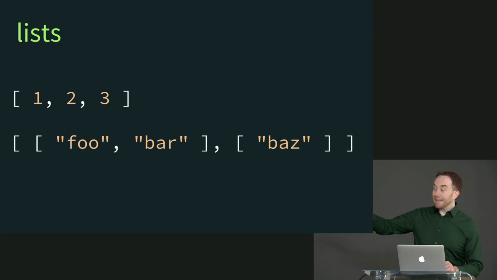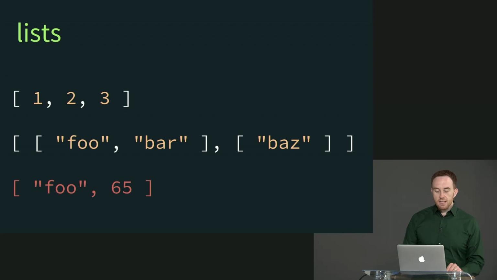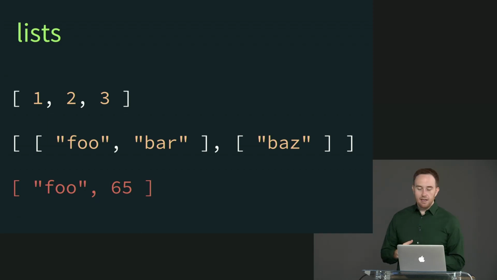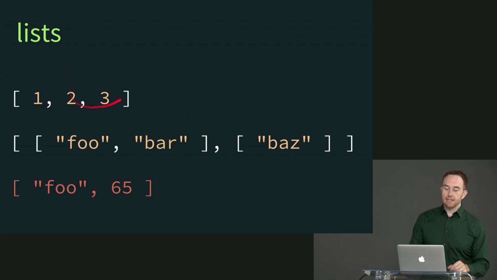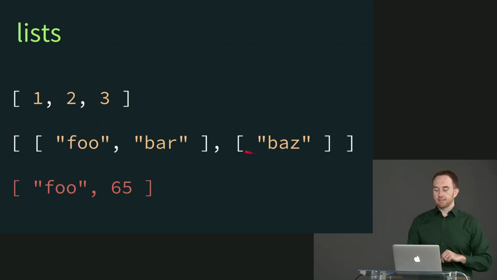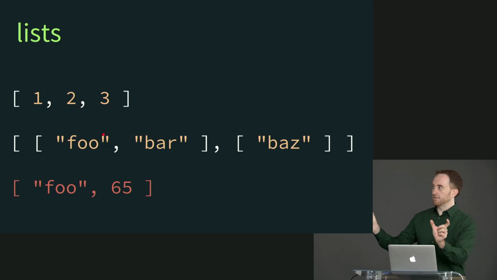So that's a list. This is a list of lists. We can nest lists if we want. That's totally fine. This is not a valid Elm list, though. Although syntactically it works, it will not compile. And the reason is that it has inconsistent contents. So this right here is a list of numbers. This right here is a list of strings. And then its first element is a list of strings, and the second one is a list of strings. Then both of those go into a list of strings.